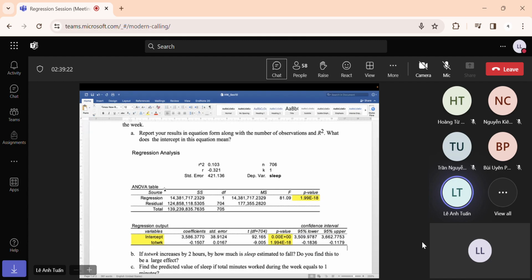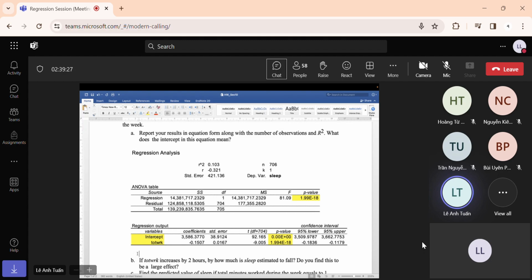So this is the result we have, right? And now they ask us to report the result in equation form, along with the number of observations and R square. It is similar, right?